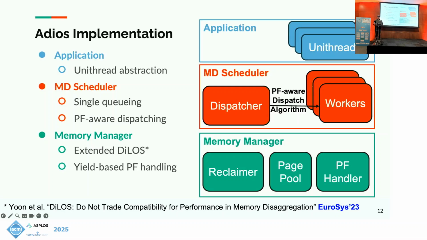Applications use the unit thread abstraction. Once an application uses the unit thread abstraction, the rest is handled by the MD scheduler and the memory manager. Applications can use virtual memory semantics as before, sacrificing little compatibility for existing applications. Each core part consists of about 8,000 lines of C, C++, and assembly code.